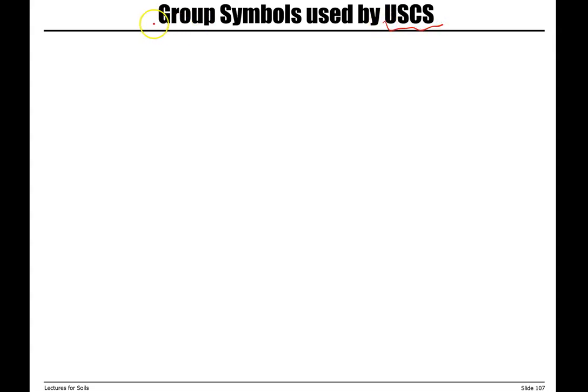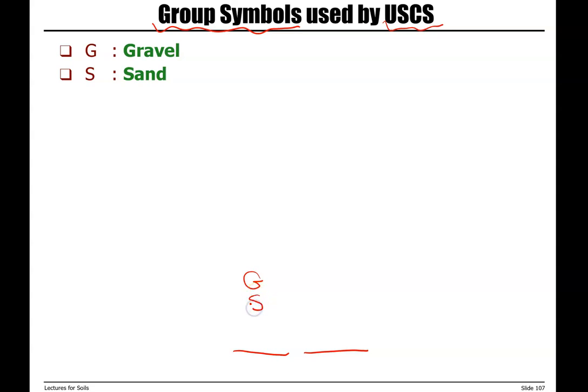USCS provides a symbol for a soil sample. That symbol consists of letters. The first letter can be G for gravel, S if it's mostly sand, M if it's mostly silt, and C if it's mostly clay.